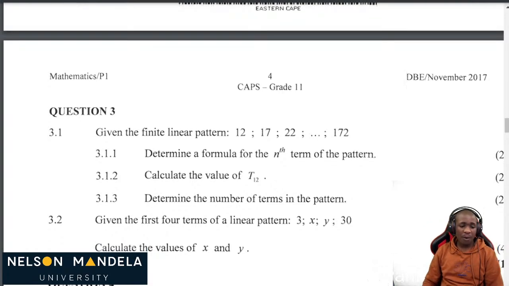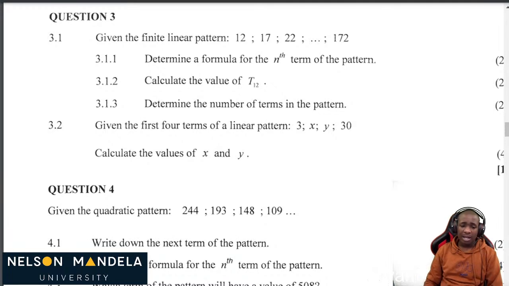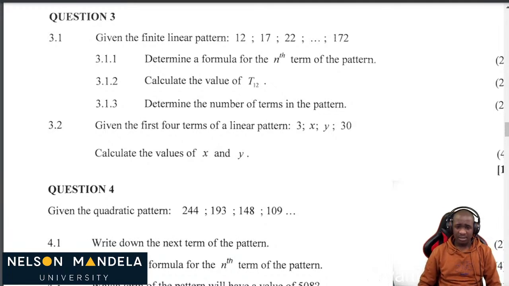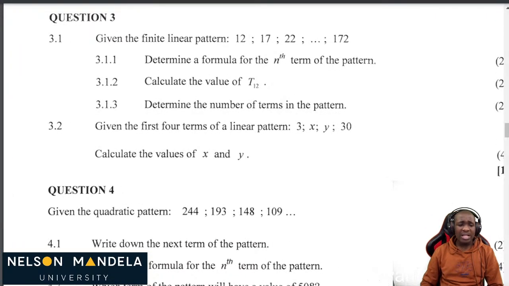Now, let's move forward to 3.2. On 3.2, given the first 4 terms of a linear pattern: 3, x, y, and 30. Given the first 4 terms of the linear pattern, we just have to underline the fact that we were told that this is a linear pattern.